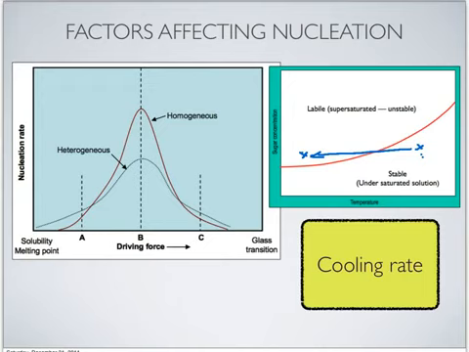And in a slow rate of cooling, some nuclei will form early in the process and they will grow larger than the majority of crystals formed later in the process. And these large crystals can have a negative impact on product quality.